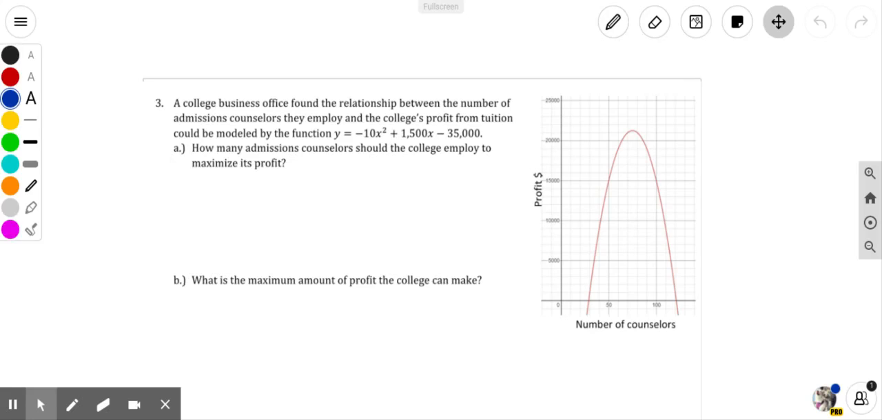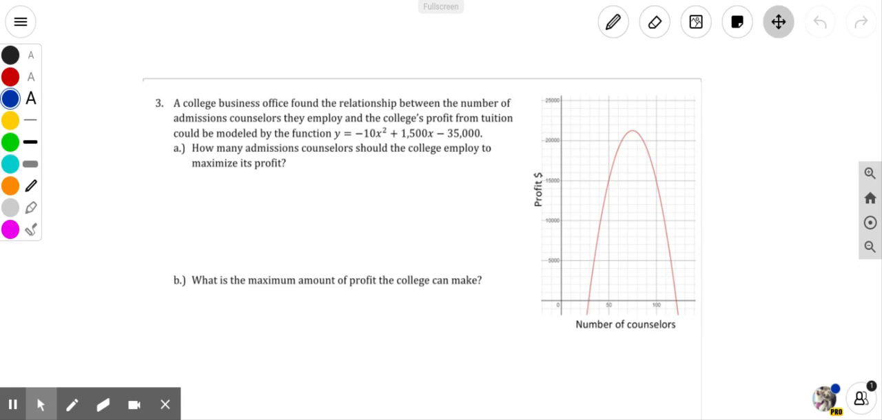Hey everyone. So I just wanted to go over a few problems before you take your quiz today. What I'm going to do is go over one of the application problems from the work that you had to do on Friday, number 3 about the college business office and the admissions counselors. And then I'm going to go over one example that goes through finding all of the key features from standard form. And that's what your quiz is on today.